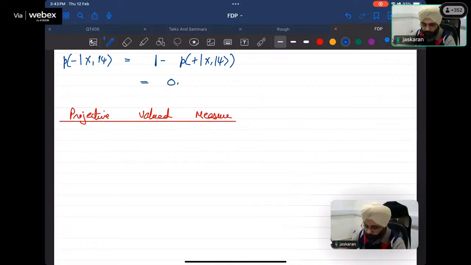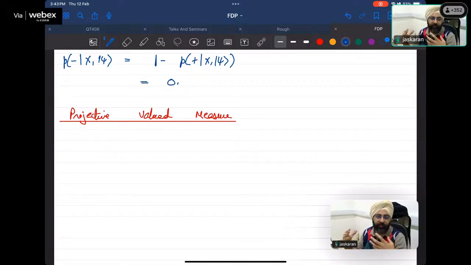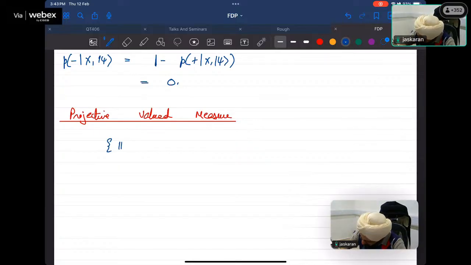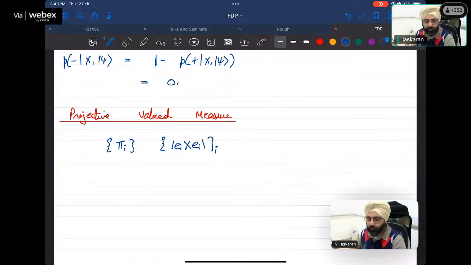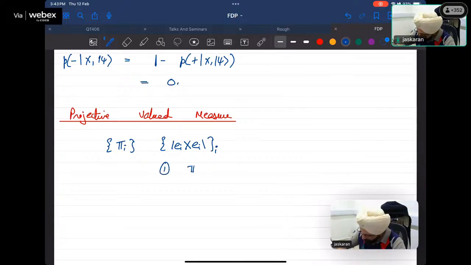So we will say that we have a projective value measure, or we are implementing projective measurements or orthogonal measurements, when we have a set of projectors denoted by pi_i. I have a set of them, could be infinite, could be finite, no matter. The idea is that they satisfy a few criteria. The first criterion is pi_i should be greater than or equal to 0.